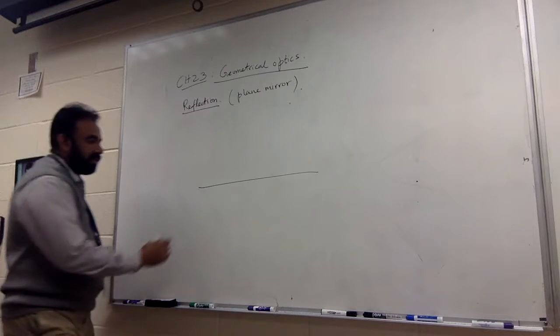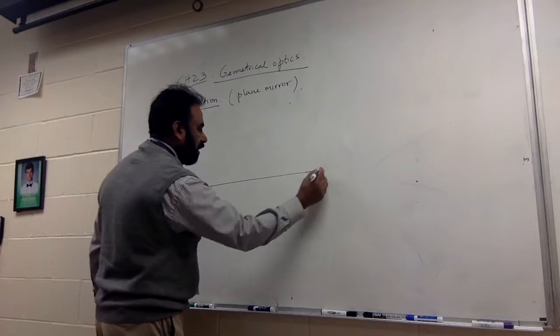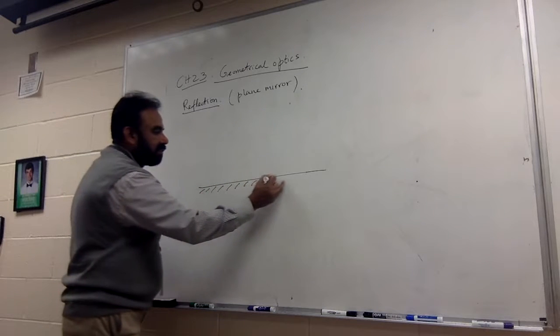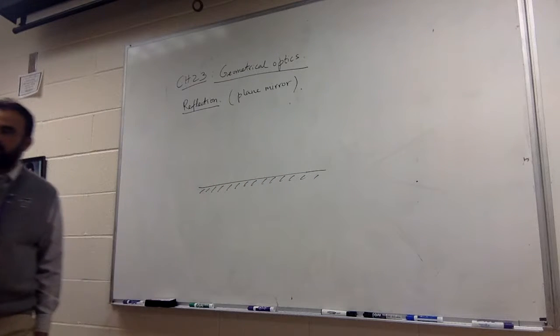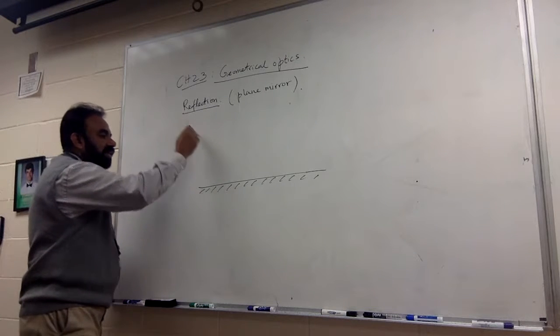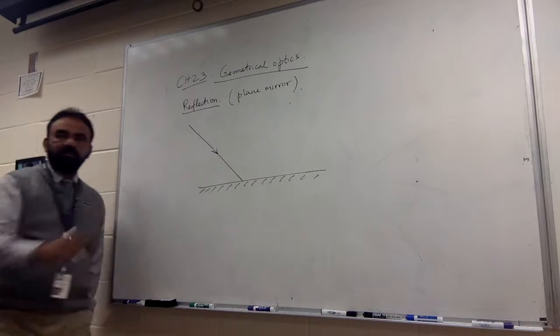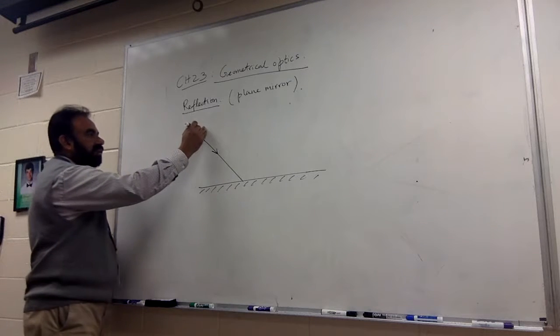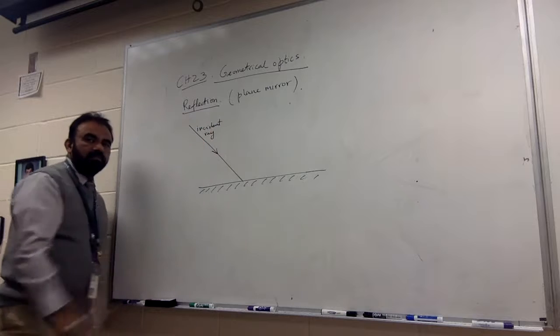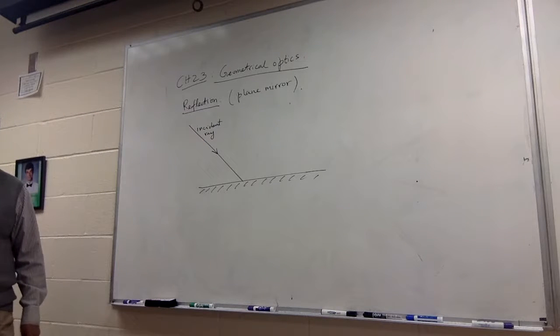So what happens in a mirror, in a highly polished surface? When you have a highly polished surface, a mirror, when a ray comes and hits like that, we call this the incident ray. The incident ray is the one that's coming in.